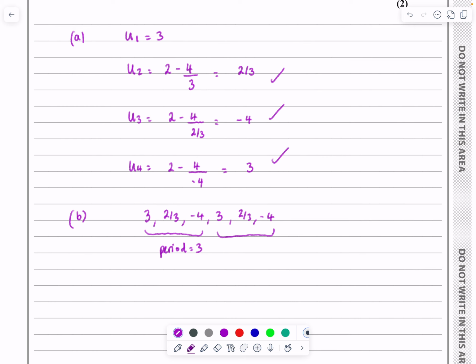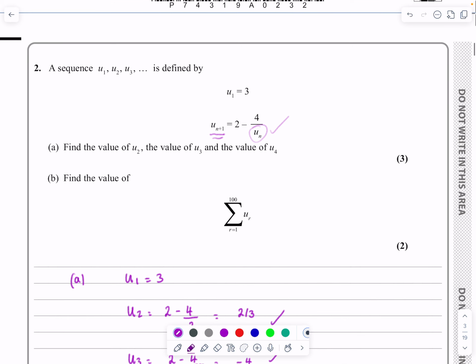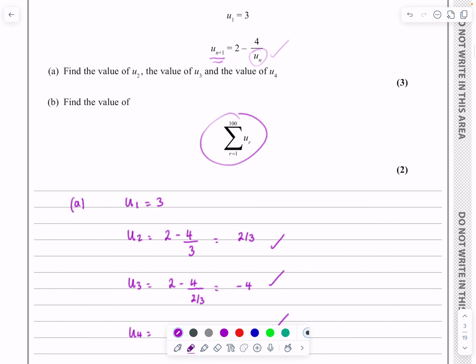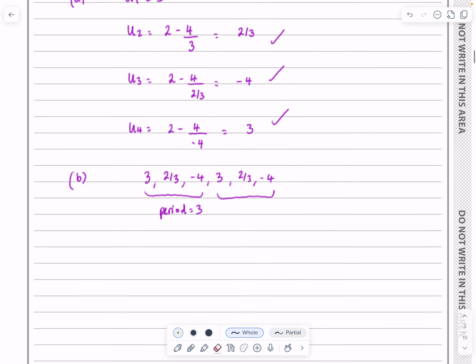For part B, what are they asking me to do? They're saying, can we find the value of this? This is saying, can we find the value of the sum of UR, where we start at R equals 1, so we're going to get U1 plus U2 plus U3 plus and so on. That's what the sigma notation means. It means sum them all the way up to U100. Well, I am able to do that because I'll do it with the support of the fact that this sequence is periodic.